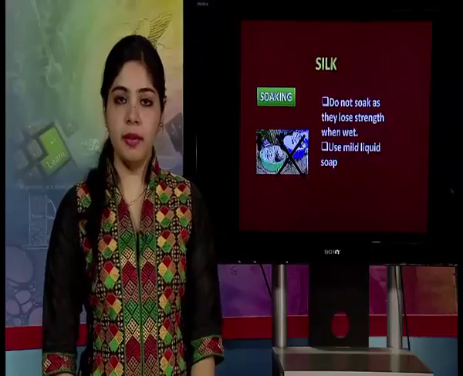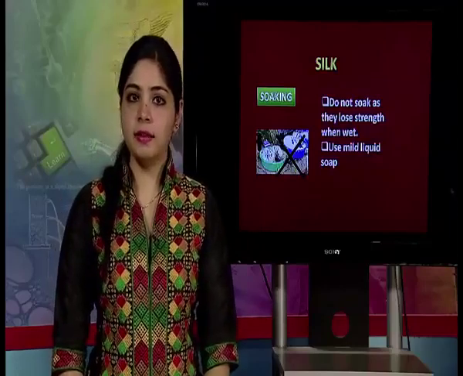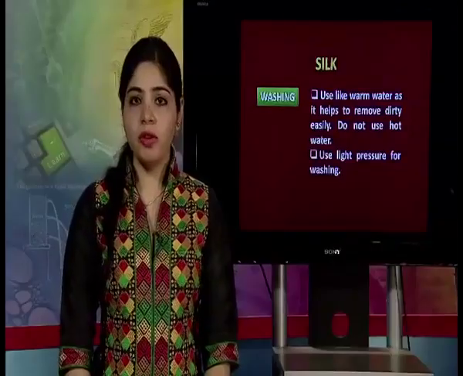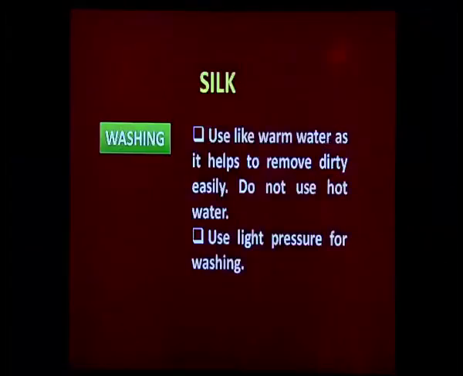Now we come to another fabric. This is for the silk. For silk, we do not soak as they lose their strength when they are in water. We use mild liquid soaps for the silk fabric. Washing can be done with the help of warm water as it helps to remove the dirt easily. Do not use hot water for silk as silks are a delicate fabric. We use light pressure for washing.